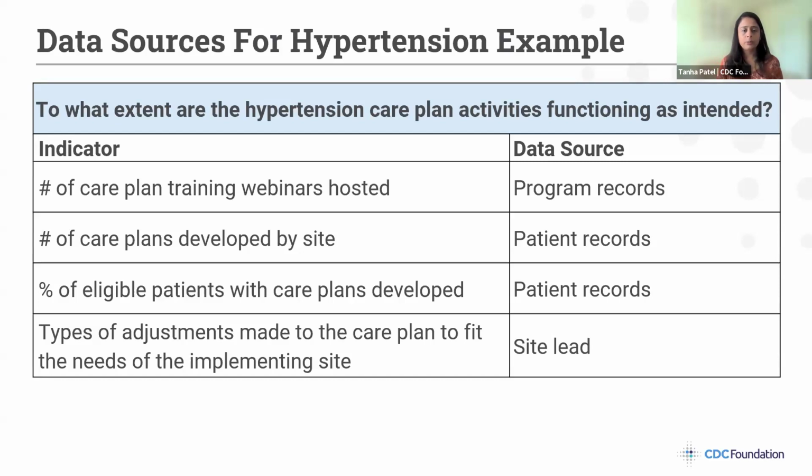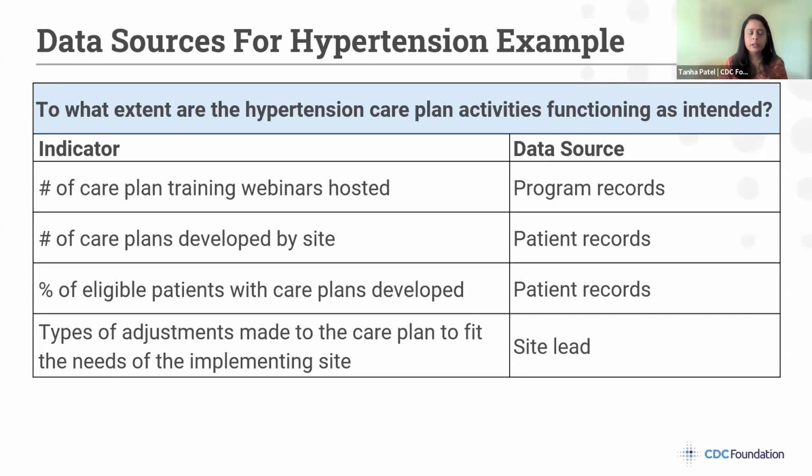The number of care plans developed by site and percentage of eligible patients with care plans developed can be measured by looking at patient records. You want to see how many patients have care plans on file. So you already know how to do it. You're going to look at the patient records.